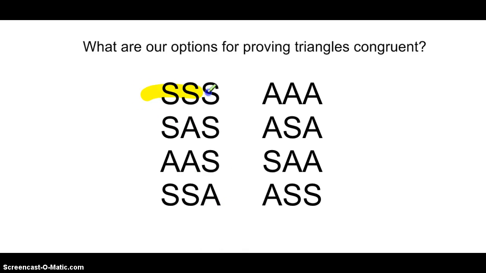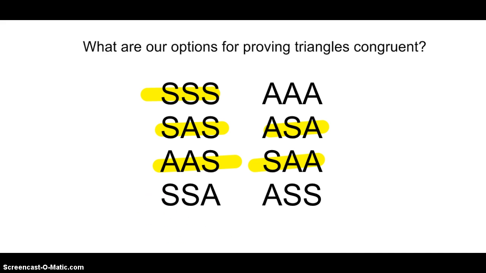So we know side, side, side. We know side, angle, side, and we know angle, angle, side. Well, side, angle, angle is the same thing as angle, angle, side, but we just usually say angle, angle, side. So consider that one taken care of. So basically, there's 3 options left.